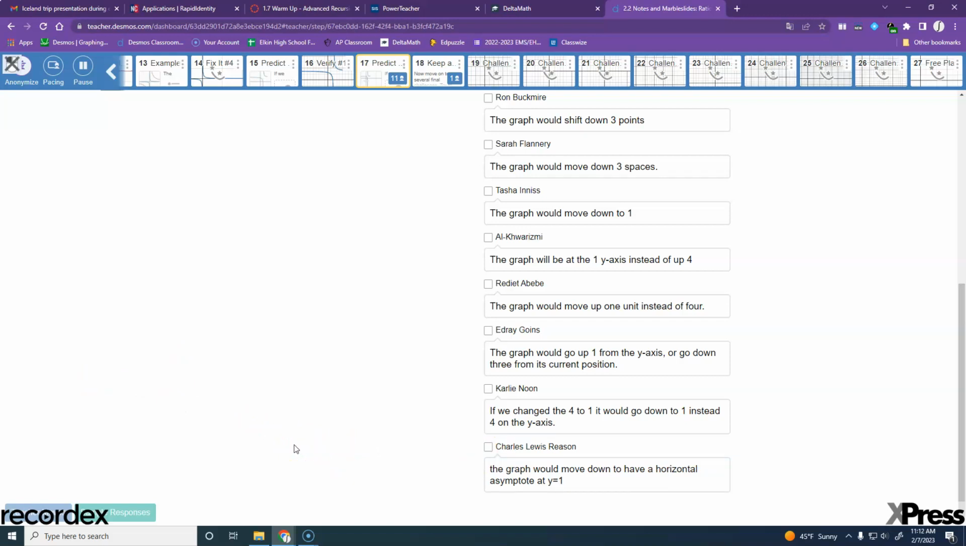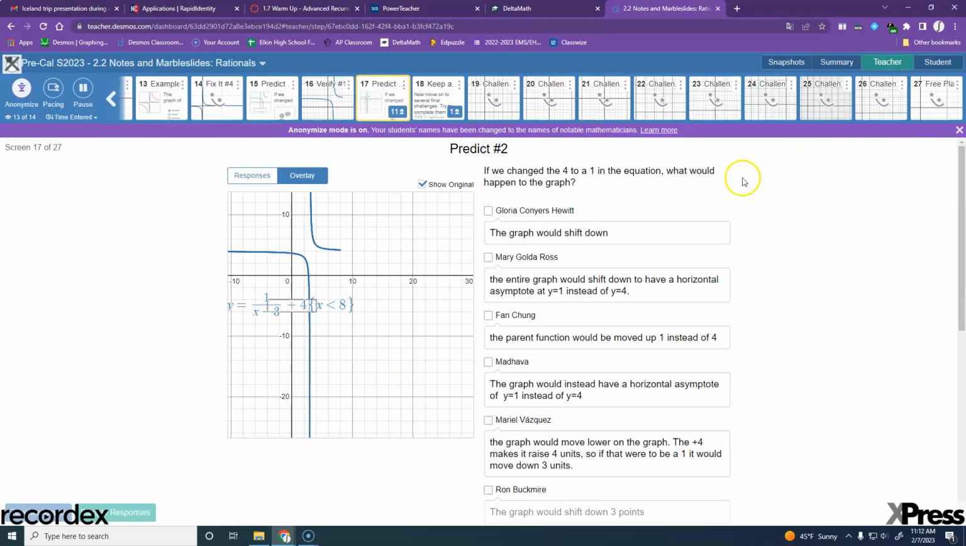And if you're referring to the graph, I would say the way this is presented, because that graph that you're looking at is 1 over x minus 3 plus 4, you should say that the graph moves down 3 for that.